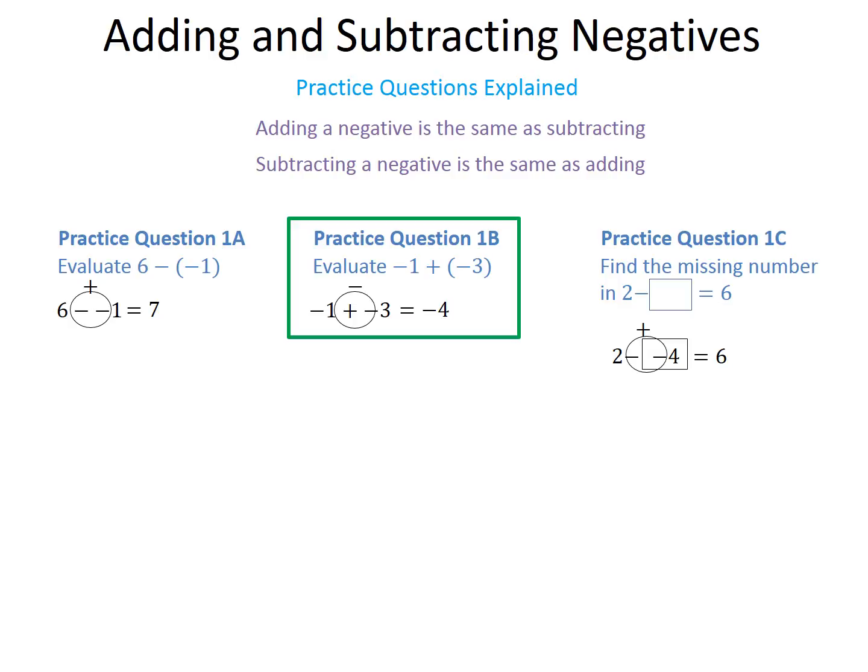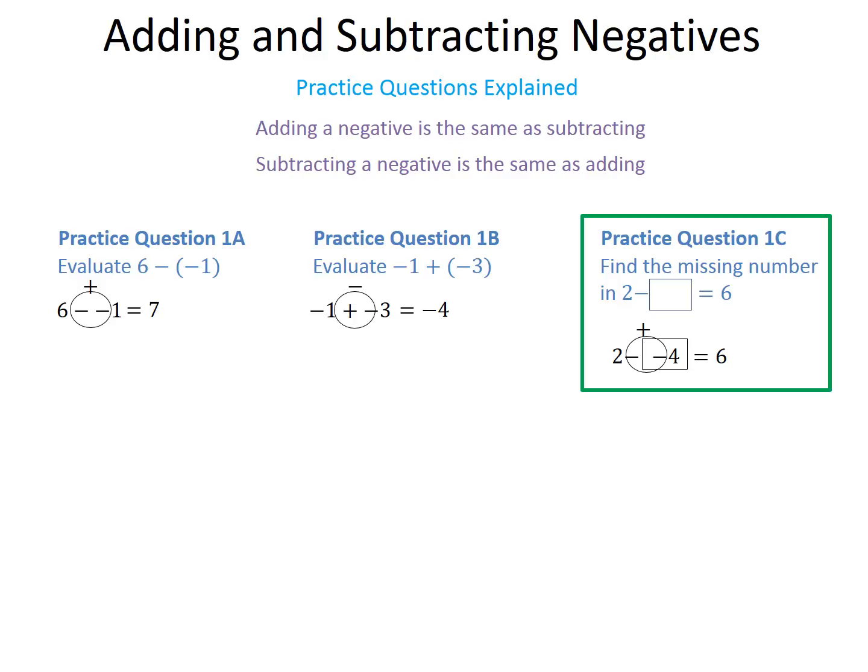In the second one, this time I was adding a negative. And so I wrote the question down without the brackets, and there was that adding a negative right there next to each other. And when you add a negative, it's the same as subtracting. So I just circled those, and I said, well, they're both just the same as a subtraction. -1 take away 3 is -4, because I'm at -1 and I'm going 3 further into the negatives, and so that's -4. And in this last one here, I had to find the missing number in here.